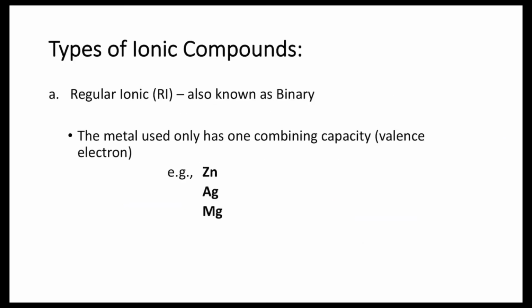So we have a few types of ionic compounds, and again, remembering that an ionic compound is between a metal and a non-metal. We have what are called regular ionics, also known as binary. A metal used has only 1 combining capacity, meaning the combining capacity refers to the valence electron, and this means that it only has 1 charge possible. Examples of this are zinc, silver, and magnesium.